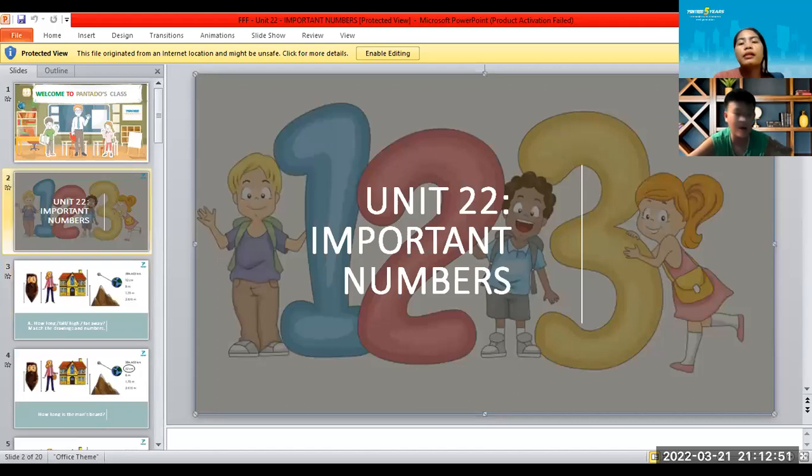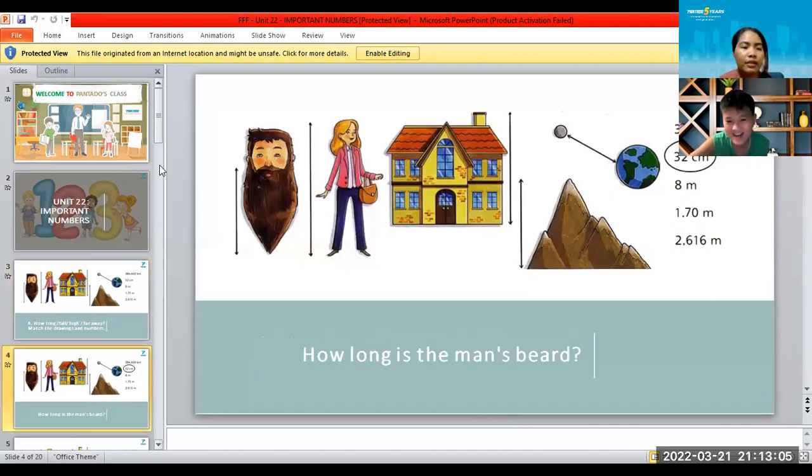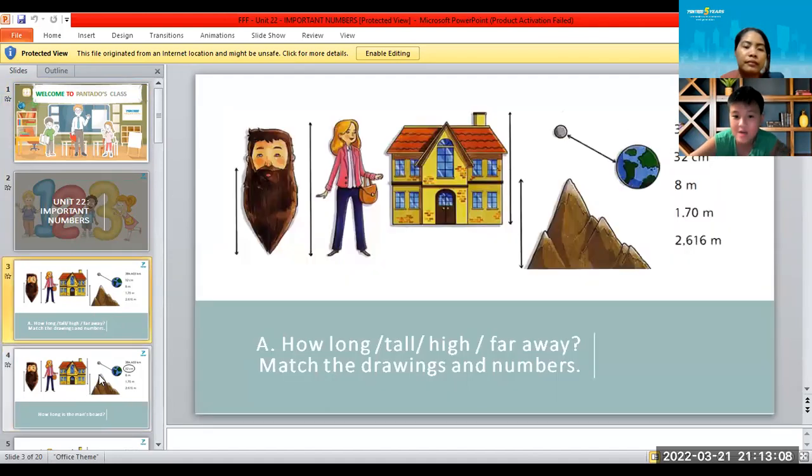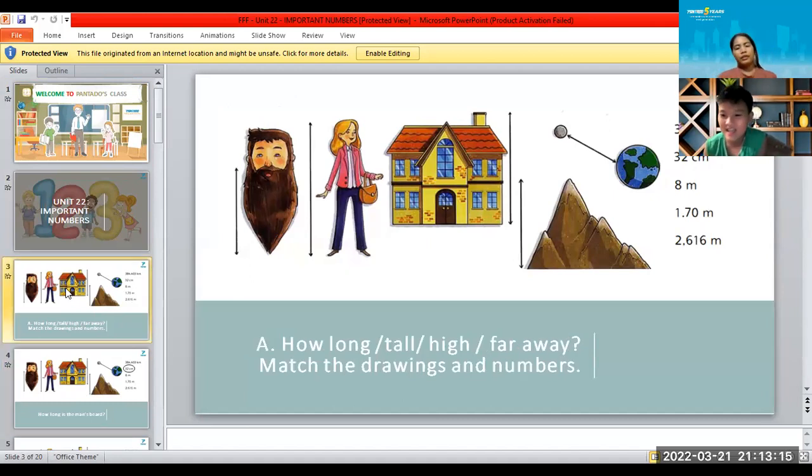Okay, can you see my slide already? No, I don't see. Oh, unit 22, important numbers. Our lesson today is all about numbers, and this is grammar, right? I can read from 1 to 2,000. Go. 1, 2, 3, 4, 5, 6, 7, 8, 9, 10, 11, 12, 13, 14, easy. Can you see it already? I can see it. Okay. $1 million.